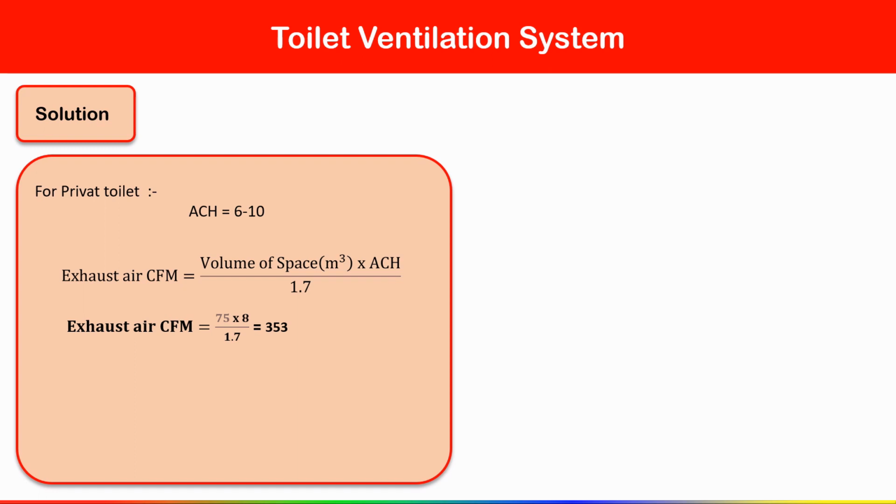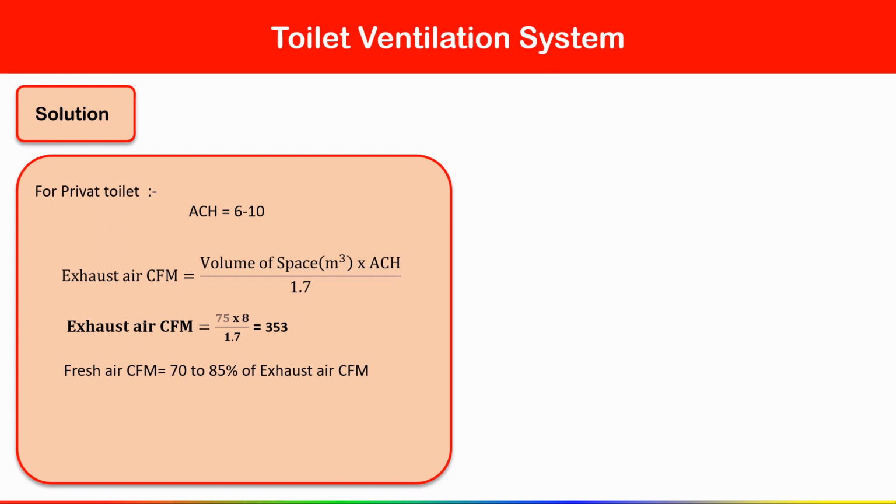So the volume of space we have calculated is 75, into 8 ACH, divided by 1.7. Finally we get 353 CFM of air that we have to exhaust from that toilet. Once you get the exhaust air CFM, you can easily get the fresh air CFM. Now tell me, what is the formula to find out the fresh air CFM?